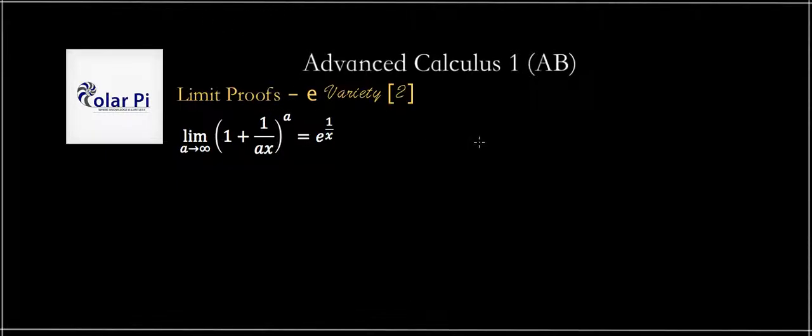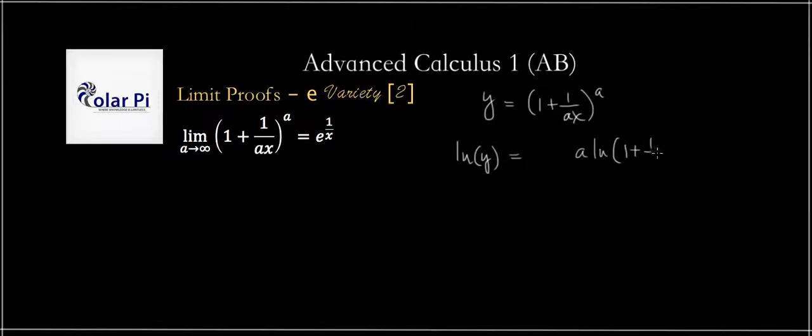Now to start here, what we should do is let y equal 1 plus 1 over ax, to the power a. So y is this here. And then we should take the natural log of both sides. On the left, we'd have the natural log of y, which is equal to, on the right, a times the natural log of 1 plus 1 over ax. If I'm going too fast for you here, you should watch video 1, which I'll link below this video.